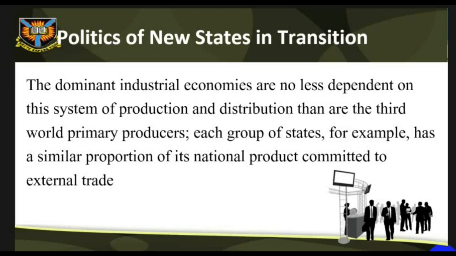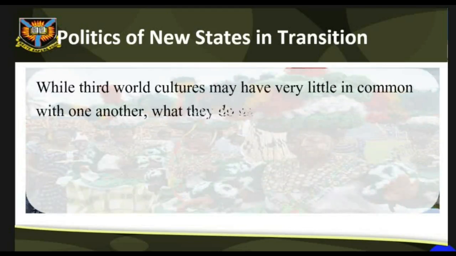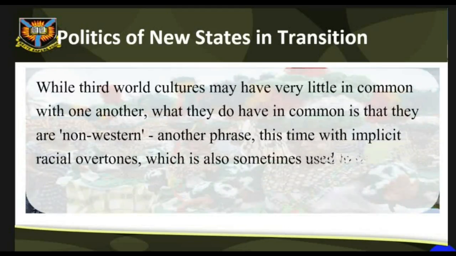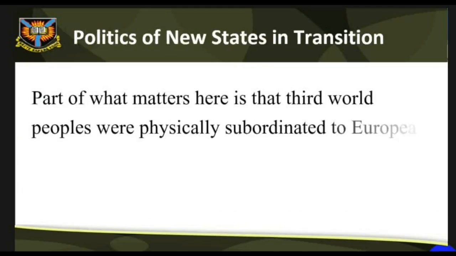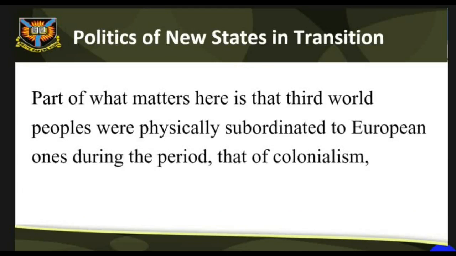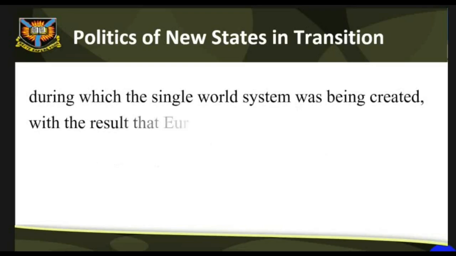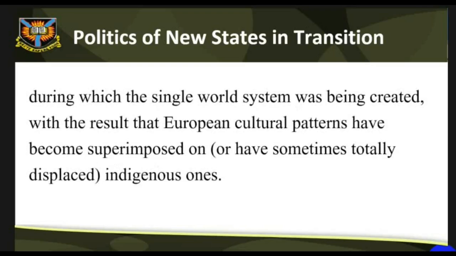Social and cultural peripherality is scarcely less important. While Third World cultures may have very little in common with one another, what they do have in common is that they are non-Western. That is a term, this time with implicit racial overtones, which is also sometimes used to denote the new states. Part of what matters here is that Third World peoples were physically subordinated to Europe during the period of colonialism, during which the single world system was being created, with the result that European cultural patterns have become superimposed on or have sometimes totally displaced indigenous ones.